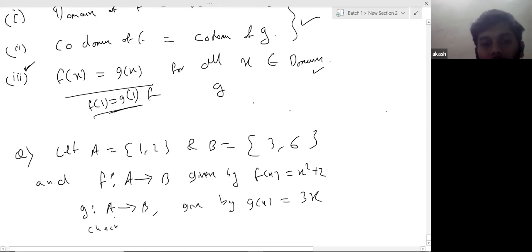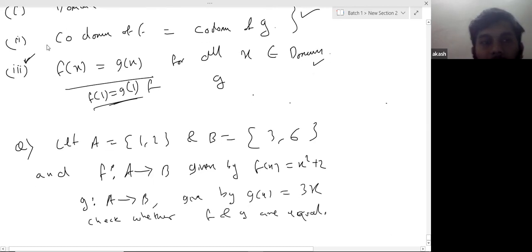Check whether f and g are equal. Right, these three conditions are there. You have to check the domain, codomain, and the condition f of x should be equal to g of x.